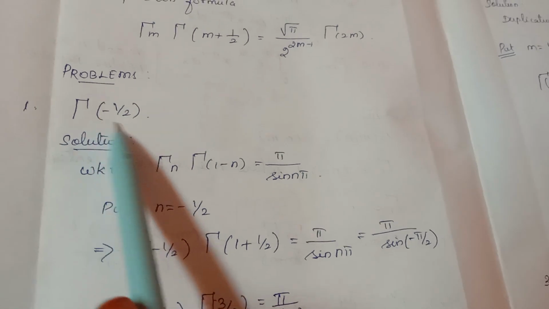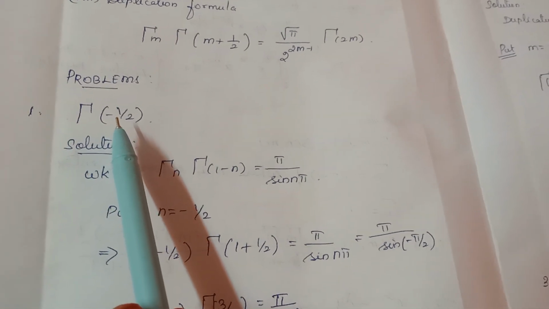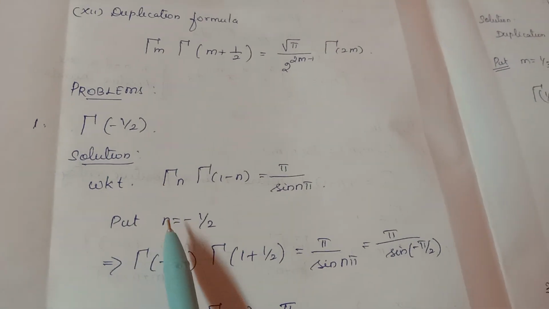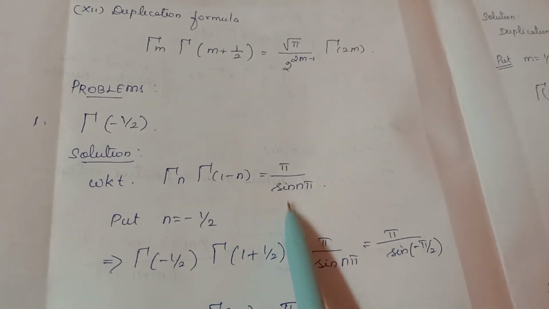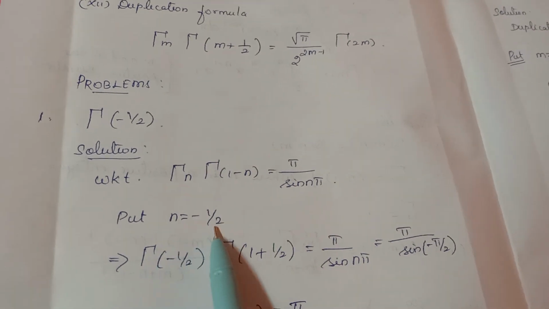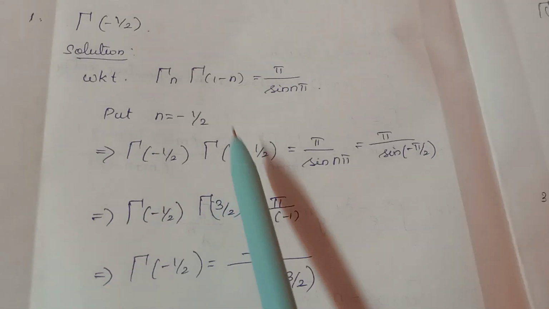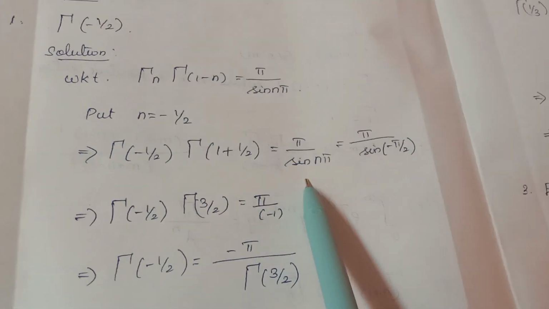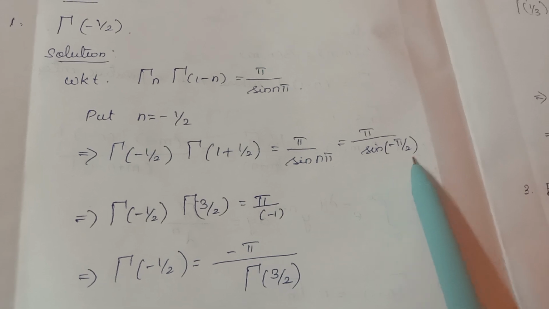See here we have minus 1 by 2, no? For negative numbers we don't have any direct definition. So what I am going to do is make use of the property gamma of n into gamma of 1 minus n equal to pi by sin n pi. This result I have already stated. In this result you take n equal to minus half. Then gamma of minus half into gamma of 1 minus minus half, so it will be 1 plus 1 by 2, equal to pi by sin n pi. But what is n here? Minus 1 by 2. So pi by sine of minus pi by 2.